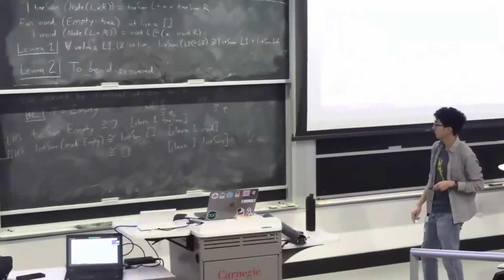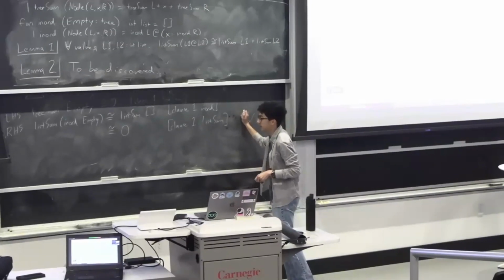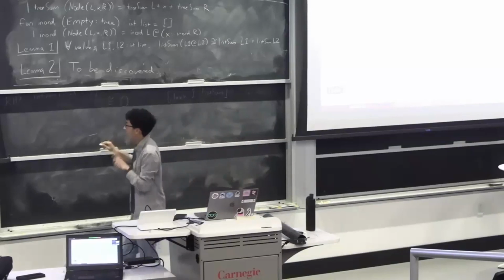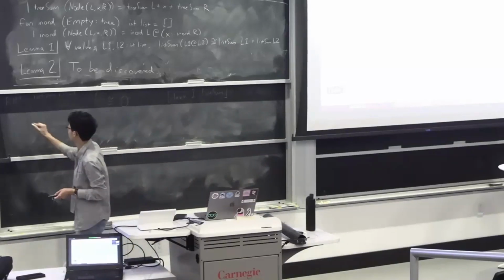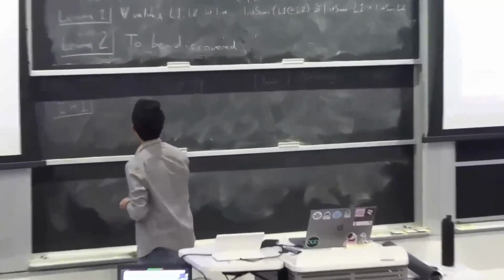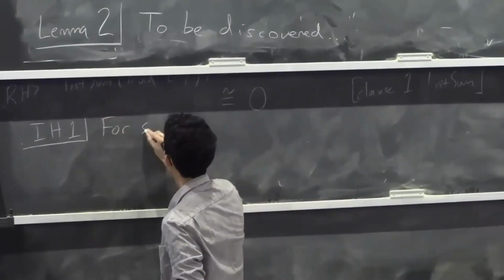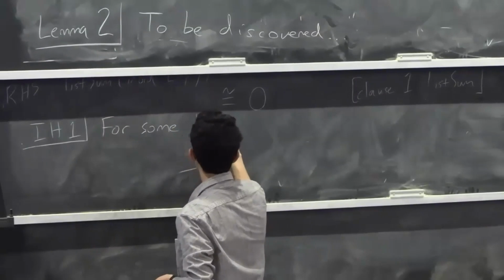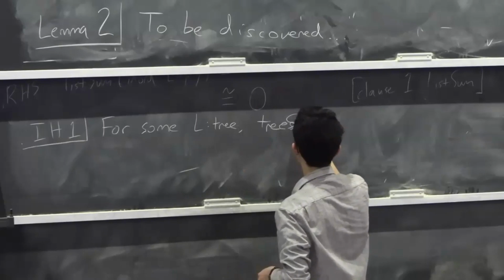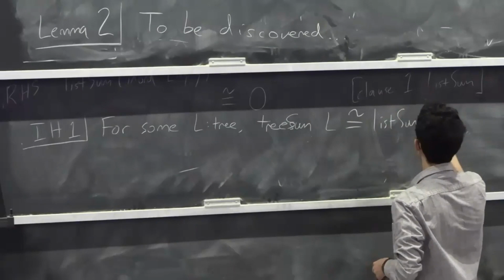So let's see. Let me think about this. I'm going to write the induction hypotheses on this board, and then hopefully we can just remember them when they come later. So this is the base case done. Remember, we get 2 induction hypotheses. So what are they? I'm going to say IH1. We assume the theorem, but for a specific L. So for some L of type tree, we get that tree sum of L is essentially equivalent to list sum of inord of L.